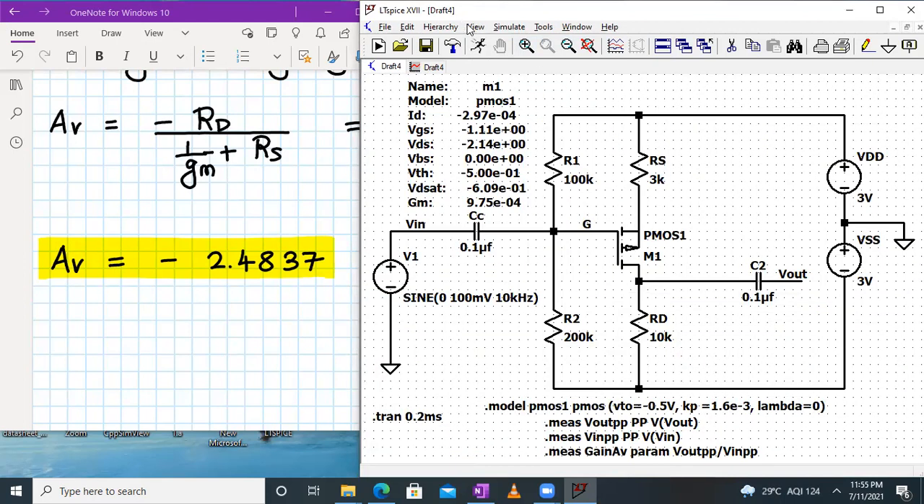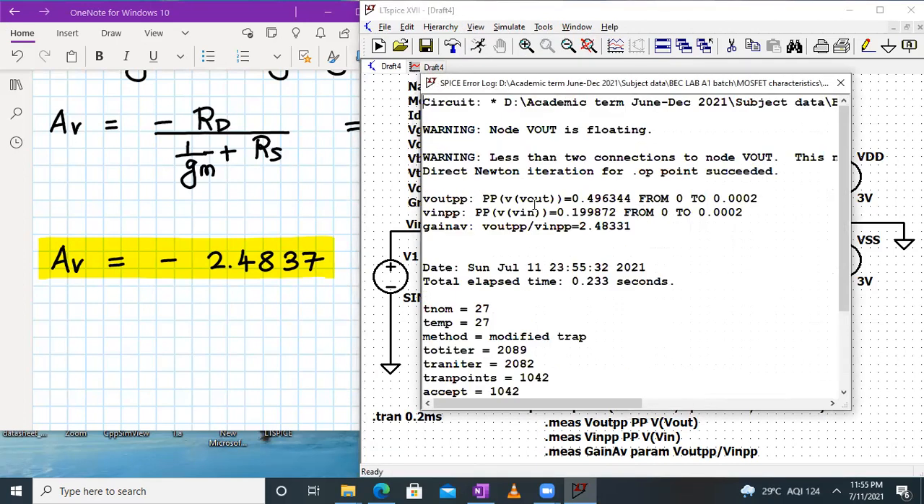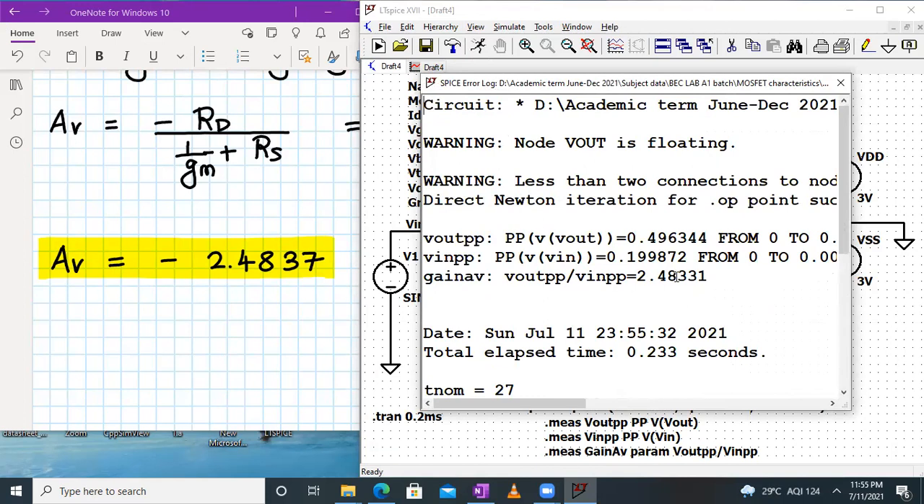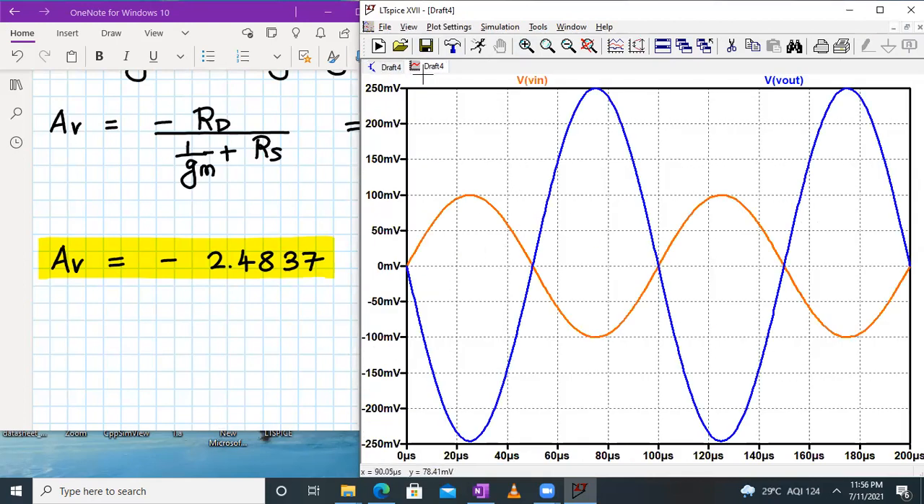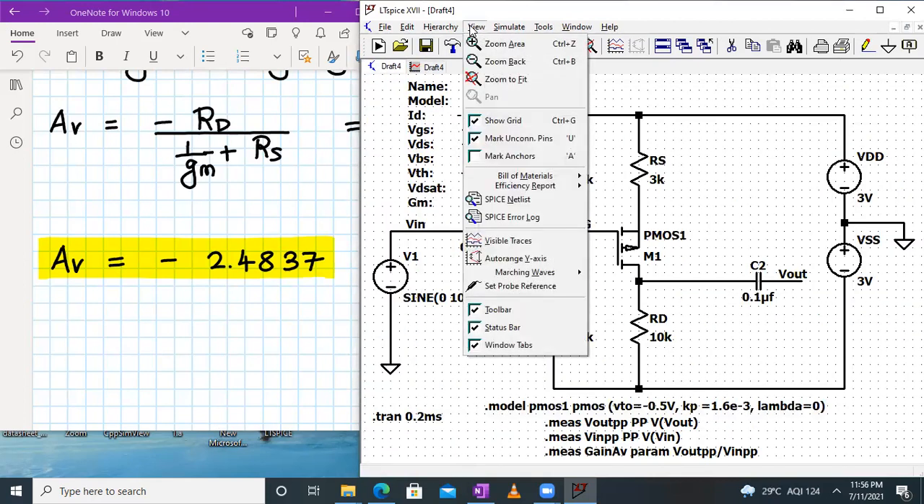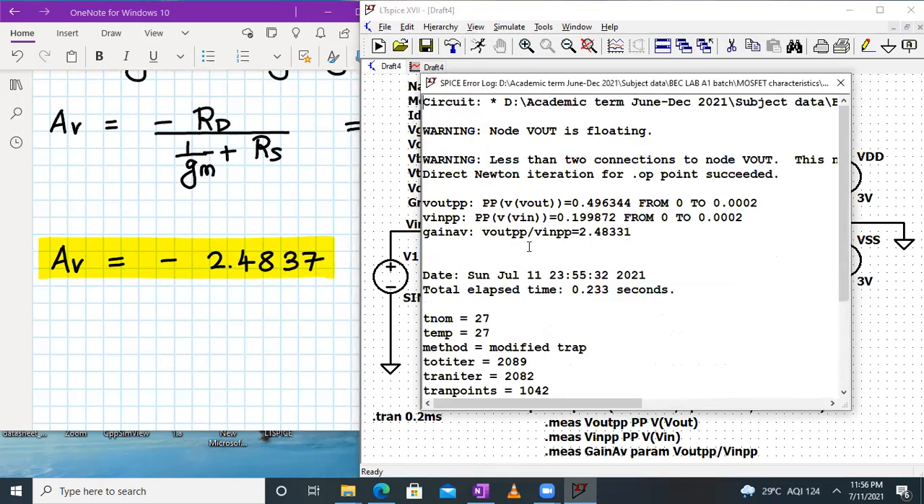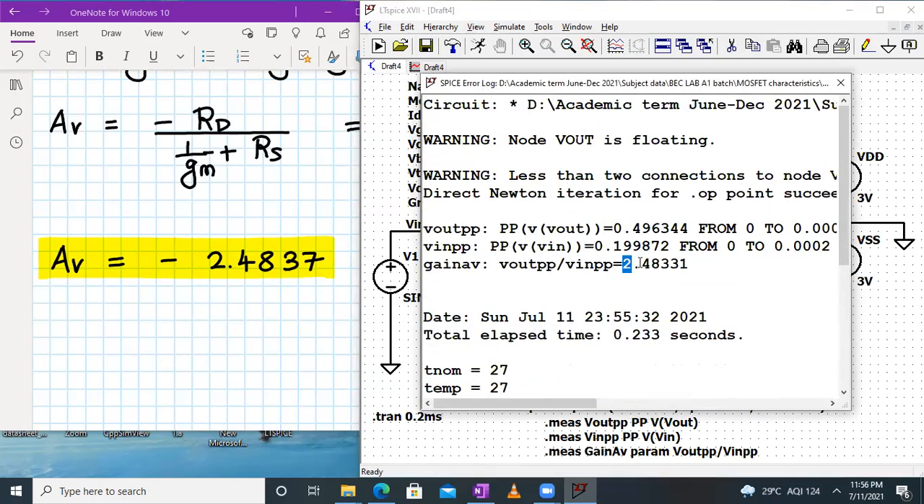That's very good. Now go to View, go to SPICE Error Log. You see over here, we have gone to the SPICE error log. I'm expanding it. It's giving the absolute value of the gain directly, and its value is 2.4833. The only limitation of LTspice in the SPICE error log is that it only gives the positive value of the gain. The minus sign we have already verified in the input output waveform, that is why it is a minus sign. So don't worry about the minus sign. In the SPICE error log, just concentrate on the magnitude of the gain.